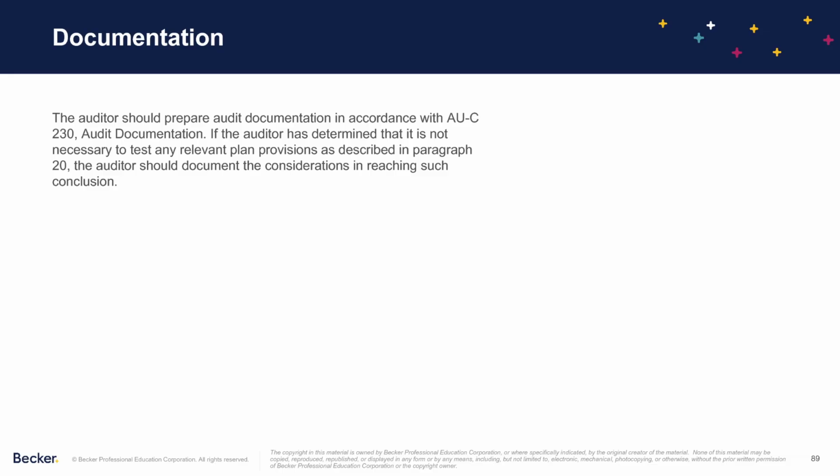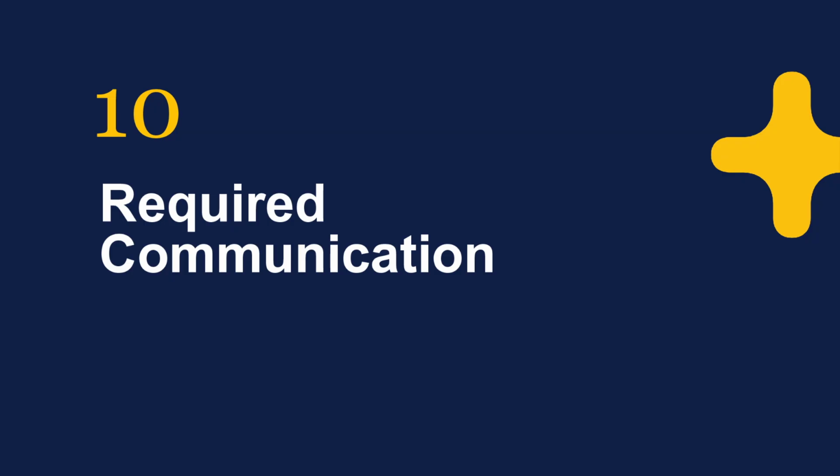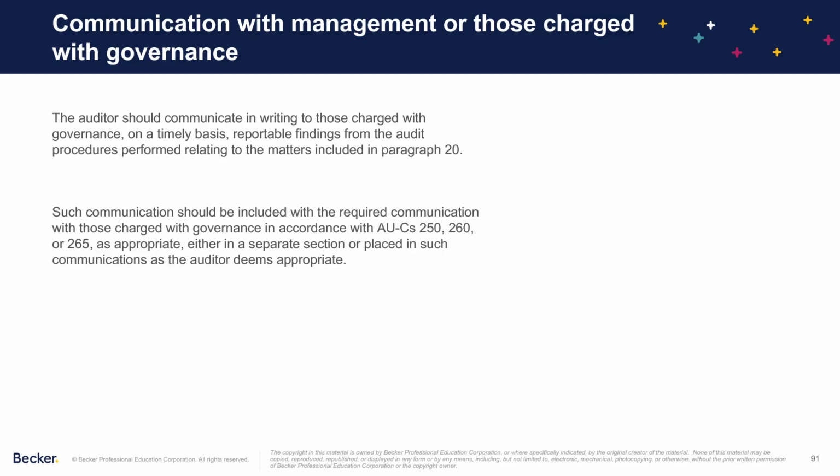All right, moving on to required communication. So we have reporting requirements already. So AUC 260 and 265, one talks about our plans, our timing, our findings. 265 covers our internal controls. Well, we should communicate in writing to those charged with governance on a timely basis any reportable findings from audit procedures that are related to matters included in paragraph 20. So again, going back to that reportable findings element.